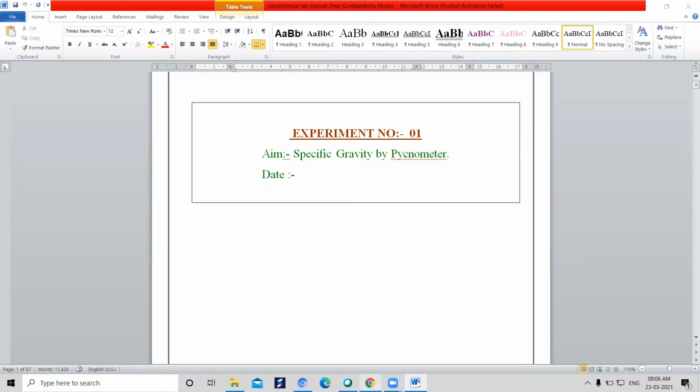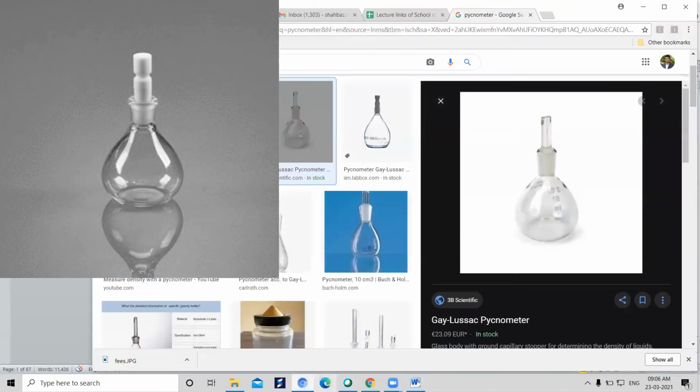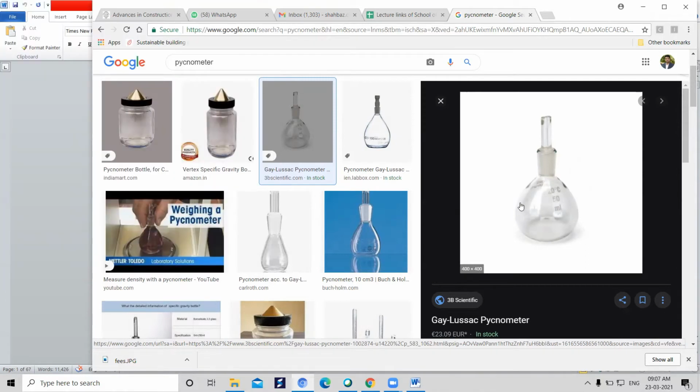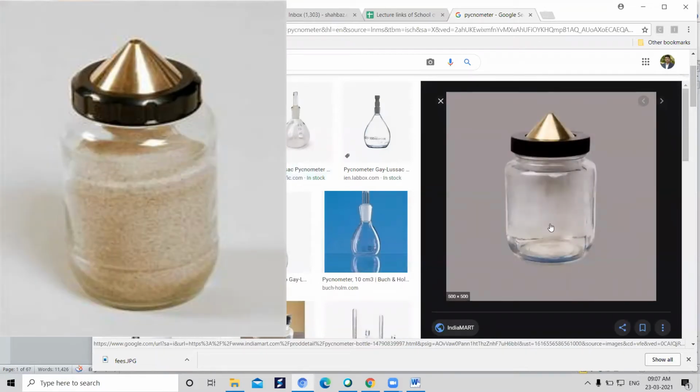In the Pycnometer and density bottle, how they look, you need to know that. Is it visible? Now this is your density bottle method, 50 ml bottle you'll be having, right? Another bottle you'll be having, this is the Pycnometer. The Pycnometer is with 500 ml.